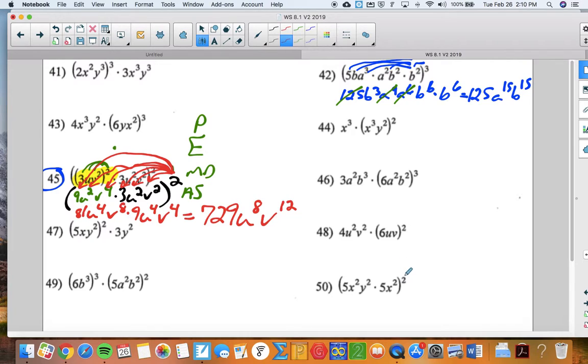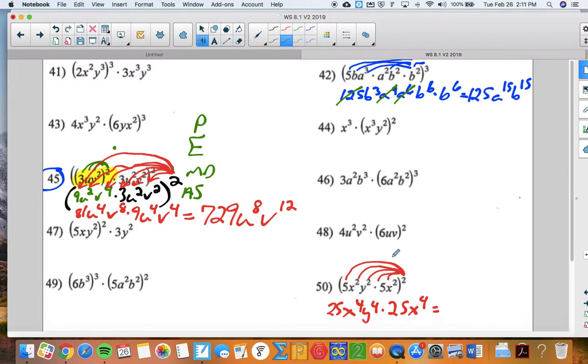And I don't know, let's do this one. So let's sprinkle the squaring to everything here. The 5, the x squared, the y squared, the 5, and the x squared. So we get 25 x to the 4th, y to the 4th, times 25 x to the 4th.